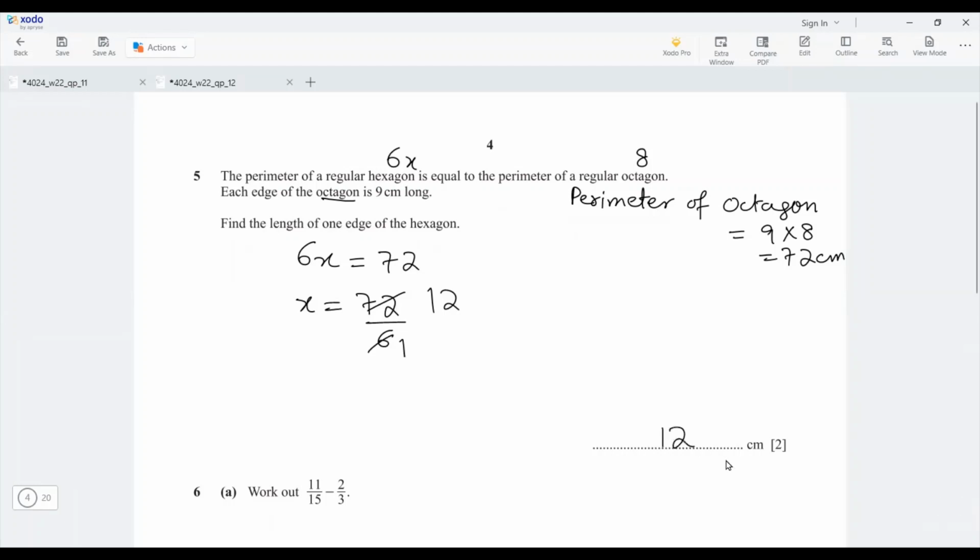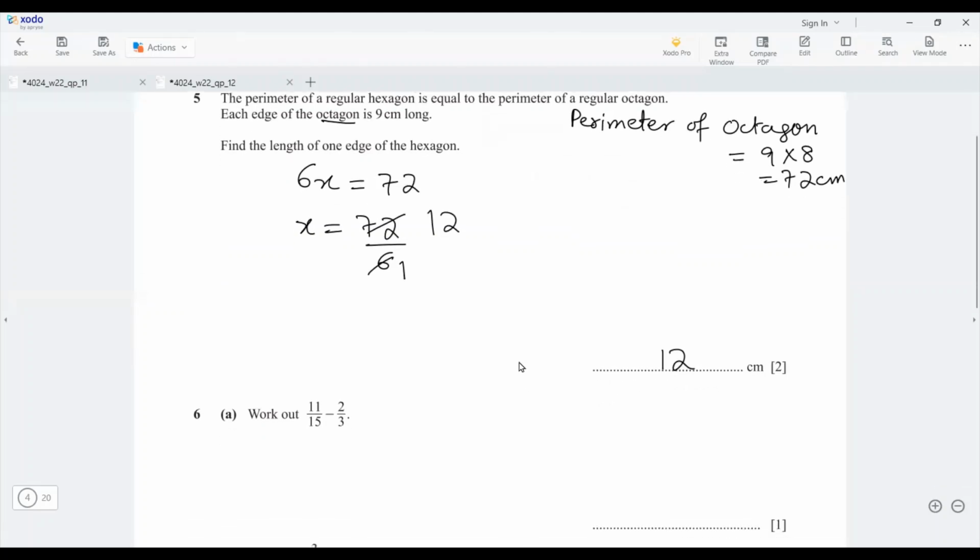So you must remember what a regular shape is, and you need to understand what perimeter means. Perimeter means the sum of all the sides of any shape, and regular means all of the sides are equal. So if all of the sides are equal, the perimeter becomes 6x for a hexagon and 8x for an octagon. But one side length of the octagon is already given, so the perimeter is 72, and we have moved ahead.